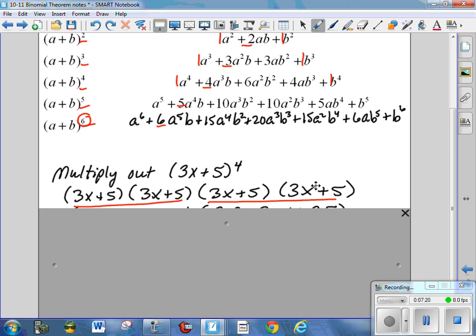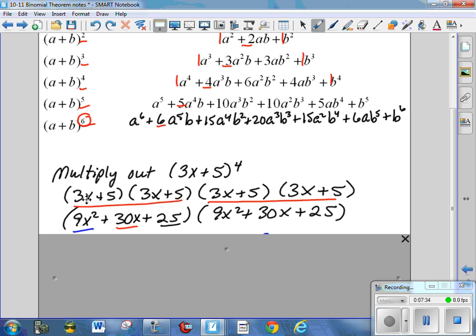If you haven't multiplied out a lot of binomials or expanded a binomial in a while, realize that you should do it in pairs. You don't try to do it all at once. You multiply a pair, those two together, those two together. So that gives me 9x squared, and my last term is 25, and my middle term would be 15x plus 15x. So anytime you do 3x plus something squared, you just square the first term, you square the last term, and you multiply the first and the last and double it to get the middle term. That's your 2ab.